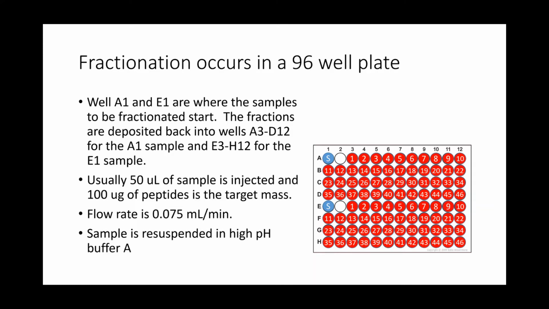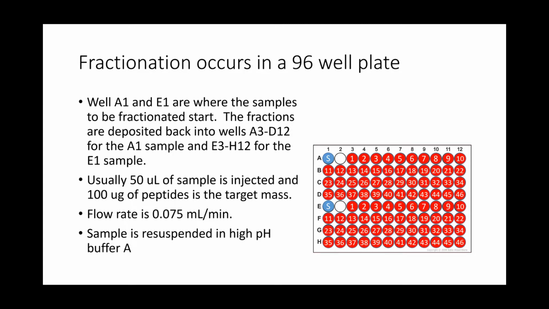The fractionation that we have occurs in a 96 well plate. Wells A1 and E1 are where the samples to be fractionated start, so we would fill those with our samples. The fractions are then deposited back into wells A3 through D12 for sample 1, and from E3 to H12 for sample 2. Usually 50 microliters of sample is injected, and we shoot for about 100 micrograms of peptides as the starting target mass.